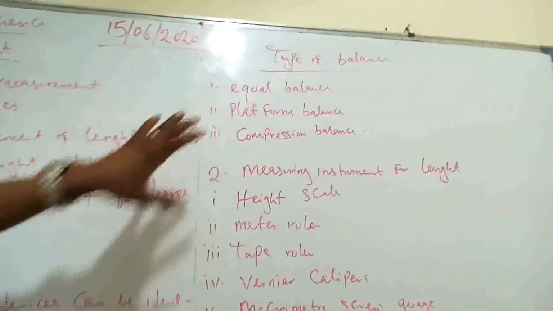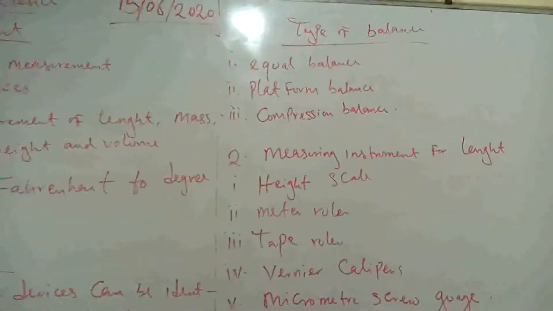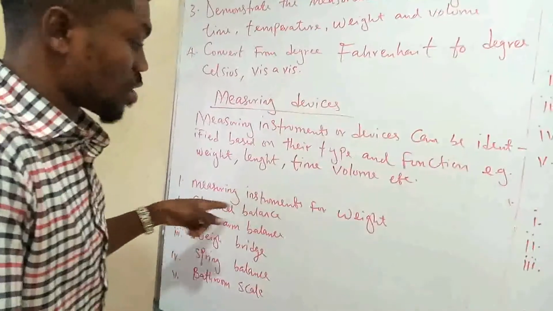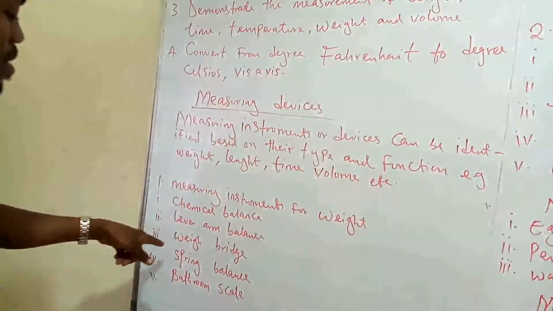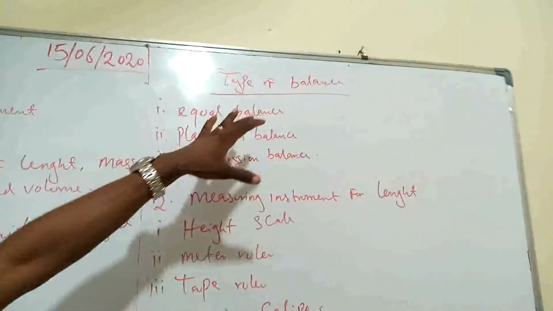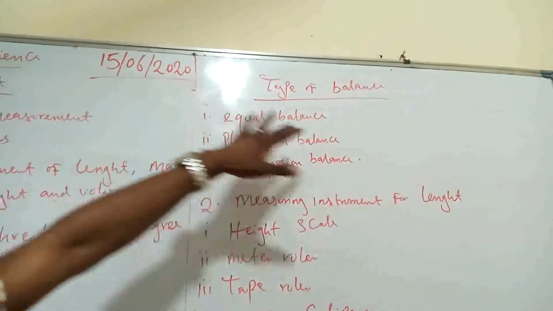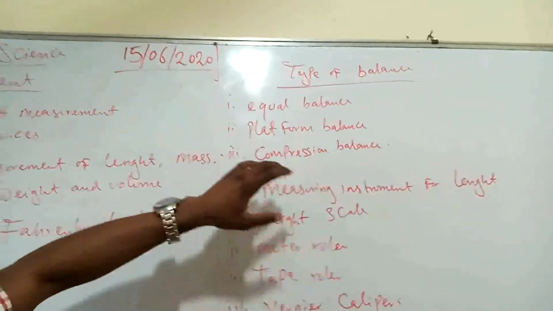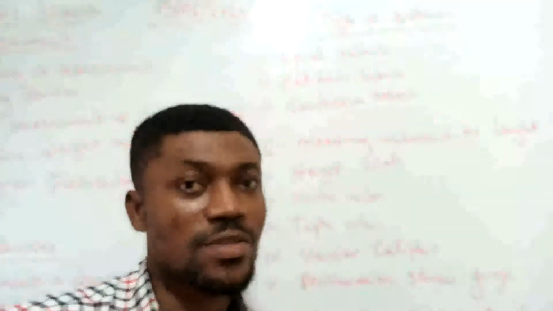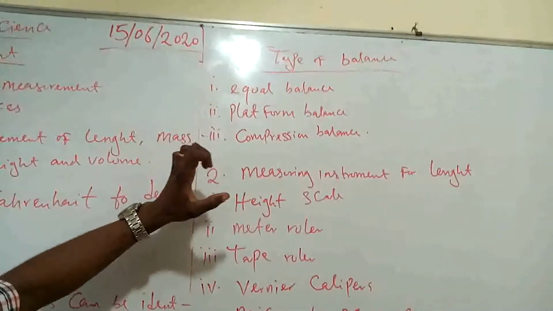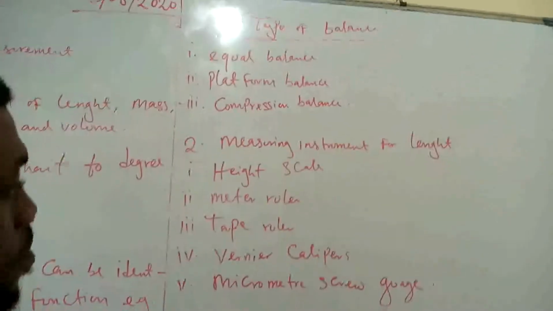Okay. We also have types of balance. Since we already mentioned here that we have chemical balance, lever arm balance, spring balance, etc. We have types of balance over here, and this type of balance here, now we have equal balance, platform balance, and compression balance.